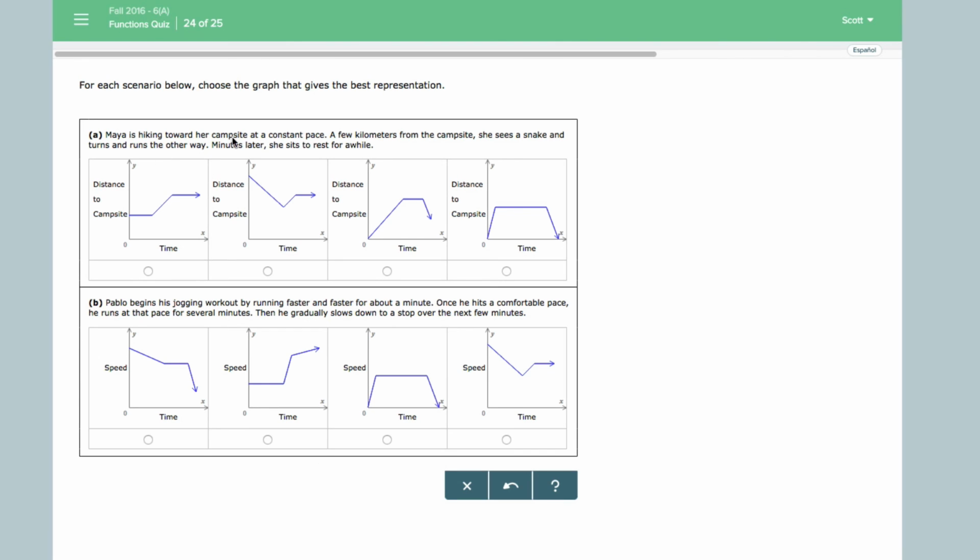Okay, Maya's biking towards her campsite at a constant rate. Distance to campsite, that's what our y is. So she's getting closer to the campsite, which means her distance is going down. So it can't be that one, can't be that one, can't be that one. Well, that just leaves us right there.